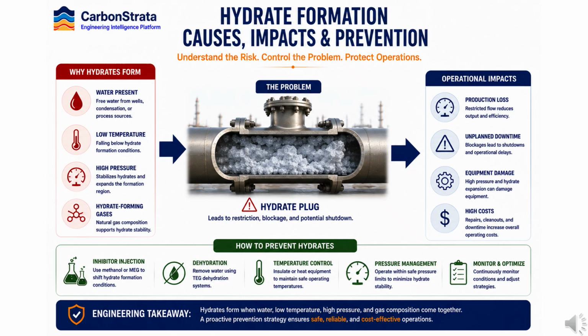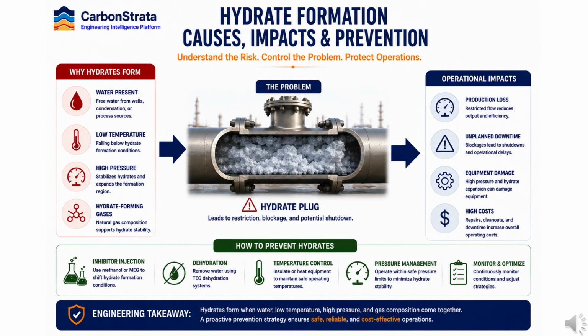A few drops of water may not seem important in a gas pipeline, but under the right conditions, they can stop millions of dollars of production. Gas hydrates form when four factors come together. Free water is present, temperatures are low, pressures are high, and the gas composition supports hydrate stability. When these conditions exist, ice-like hydrate crystals can grow inside pipelines and equipment.